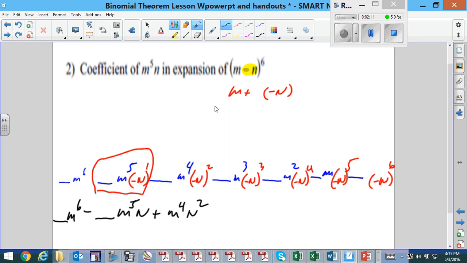Out front, there's a coefficient. Let me scooch this over so we have room for the coefficient on it, whatever that would be. M to the 4th, keep in mind, negative times a negative is the positive n squared. One more of those negative terms here, because a negative times a negative times a negative is going to put a negative sign in front of the m to the 3rd n to the 3rd. And we would keep working down that way to expand this entire polynomial. But the question only asks for what is the coefficient in front of m to the 5th n.